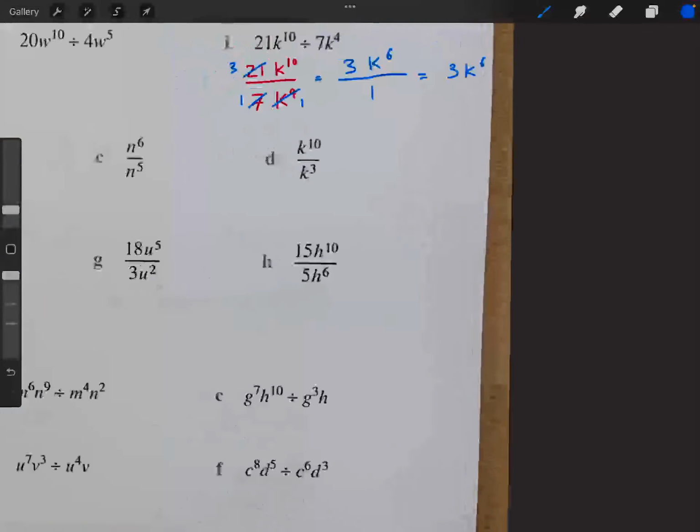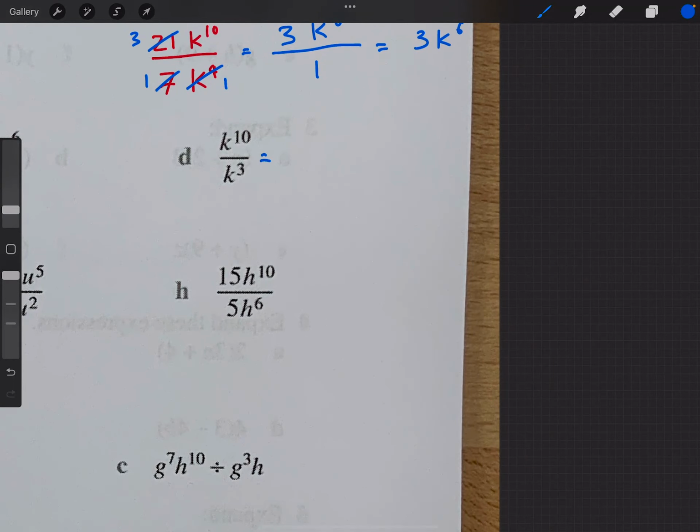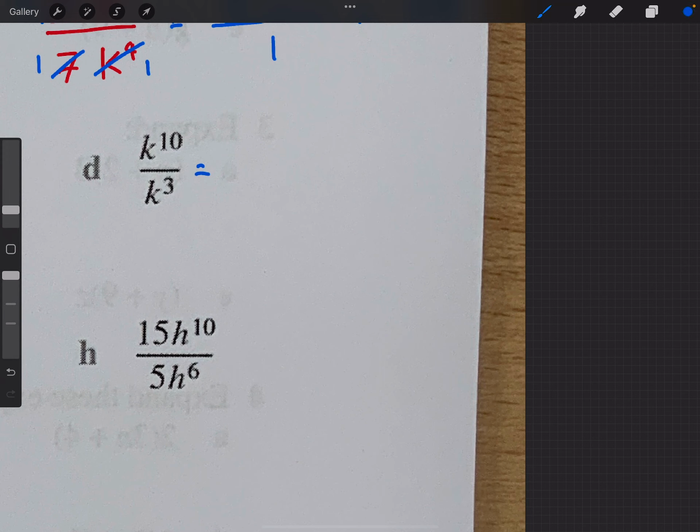Alright, next one, question 13. Again, we're simplifying. Let's have a look at this one. So this is k to the 10 divided by k to the 3. We know the index law states that when you have the same base, they're both k, and you're dividing the two terms, you minus the powers. So 10 minus 3 gives me k to the 7. So we know the answer is going to be k to the 7.